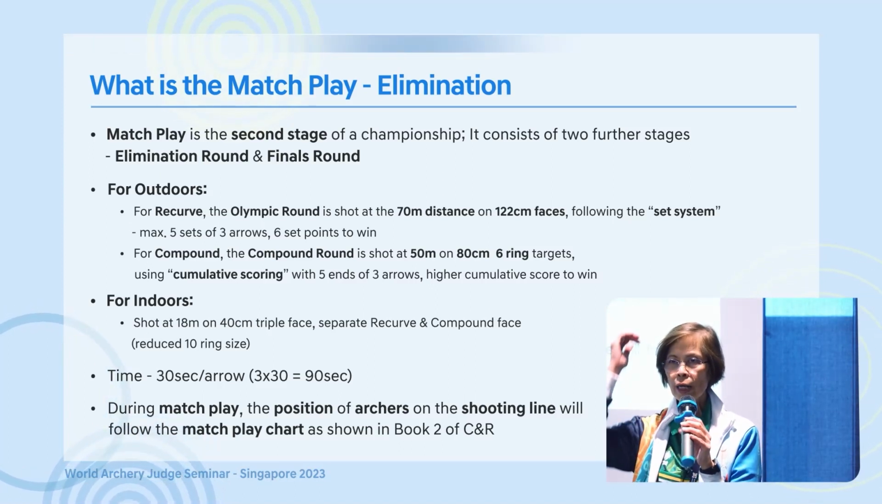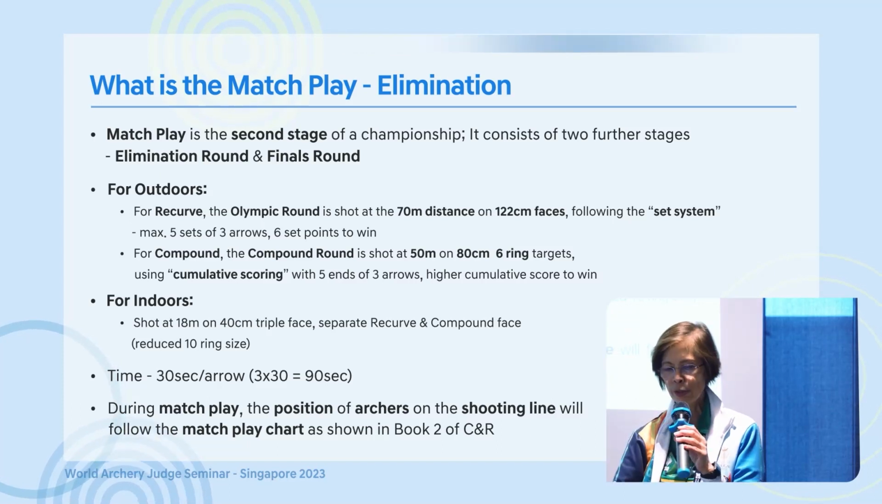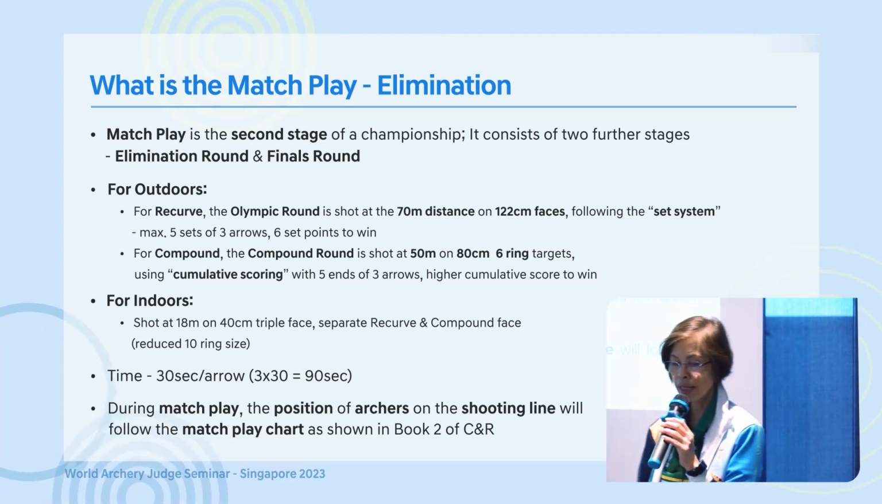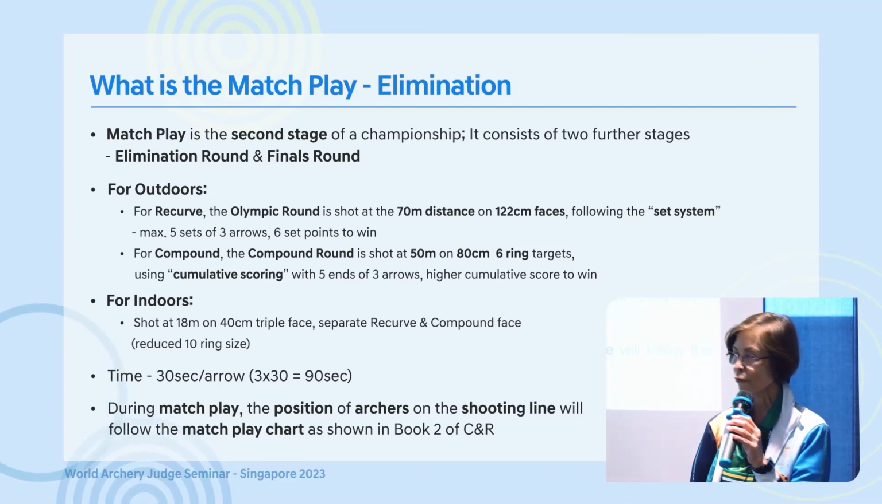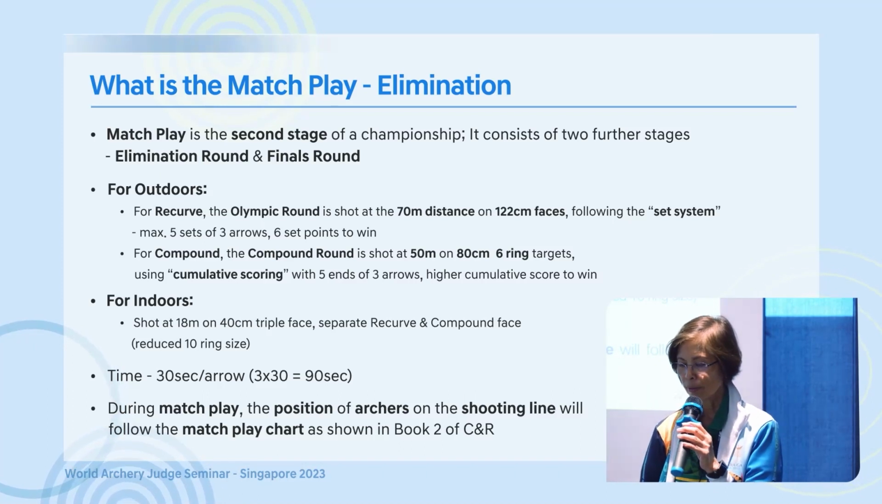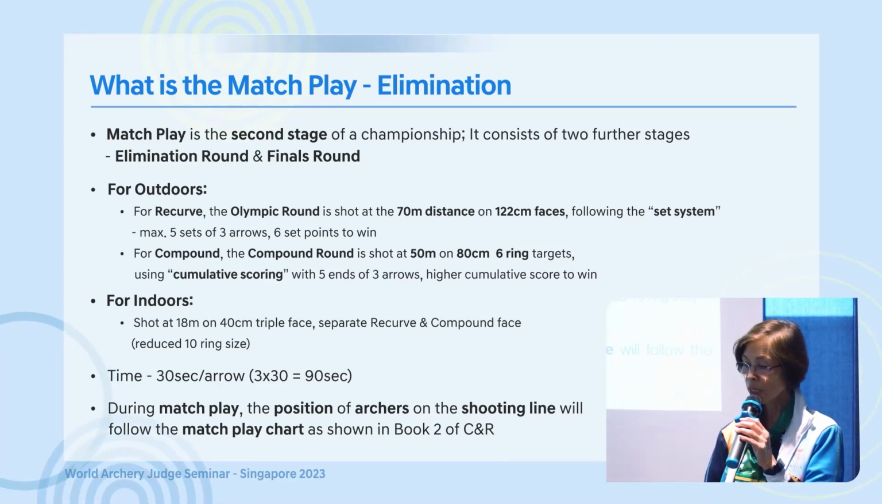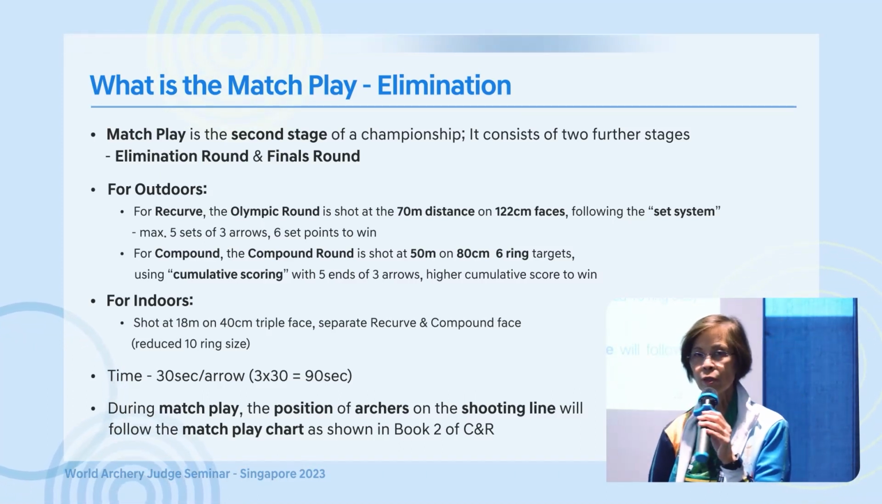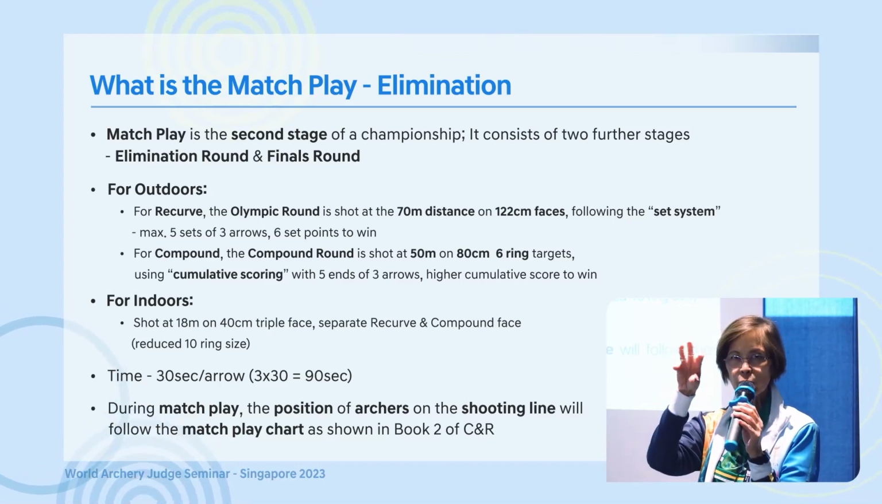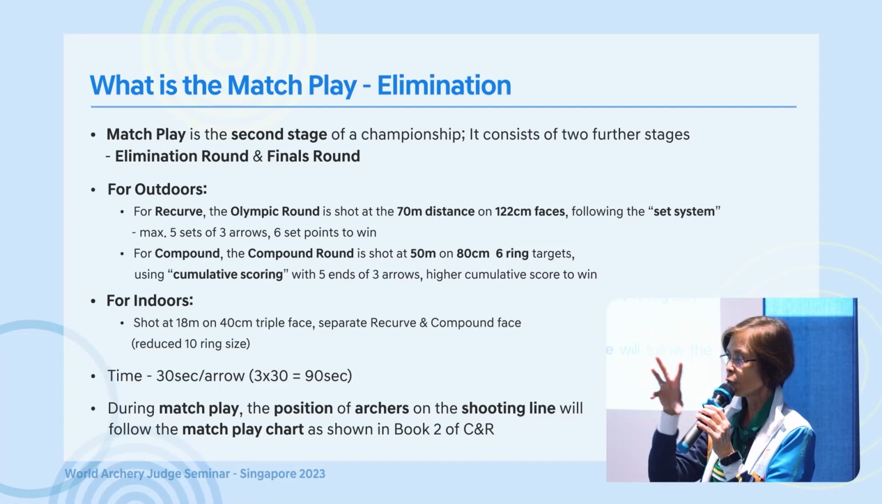Okay, and the one with the highest cumulative score is the winner. And for indoors, it's shot at 18 meters on a 40 cm, triple face. You have to be careful. Sometimes the organizer uses a face with a smaller 10 ring for the compound, and the recurve is there.